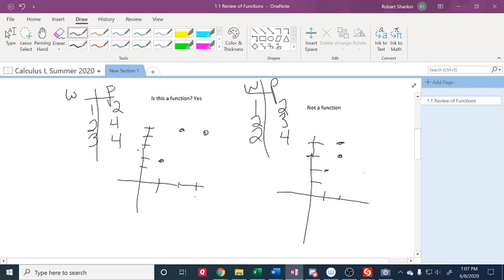And in order to be a function, every single function will pass a vertical line test. A vertical line test is if any vertical line, even just one, hits more than one time on the graph, then it is not a function. And that means that one input has more than one output.